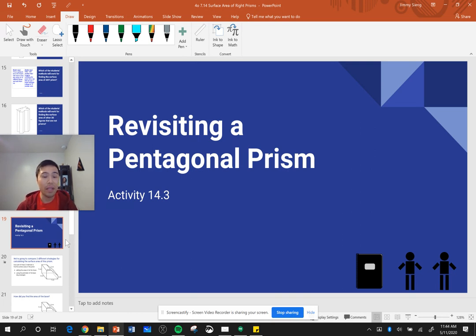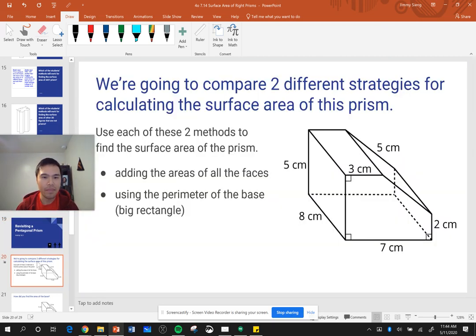All right, so remember the other day we're trying to find surface area, which is the face of all the different sides of the prism. We have the bottom and the top, right? Or it could be this way, and then we have to add all the sides up, and that'll give us surface area. So today we're going to use this figure over here, and we're going to use the two strategies that we learned yesterday.